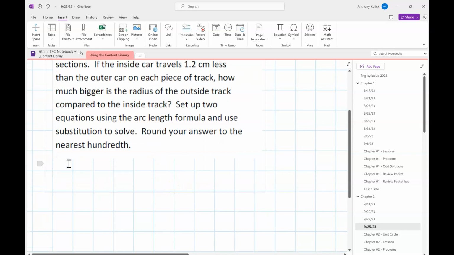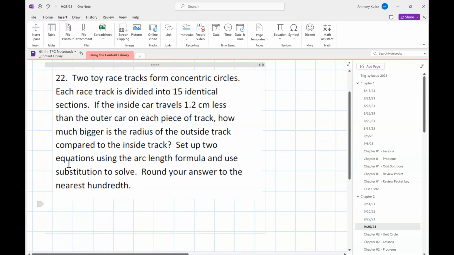So it says 2 toy racetracks form concentric circles. Each track is divided into 15 identical sections. If the inside car travels 1.2 centimeters less than the outer car on each piece of track, how much bigger is the radius of the outside track compared to the inside track? Set up 2 equations using the arc length formula and use substitution to solve. Round your answer to the nearest hundredth.